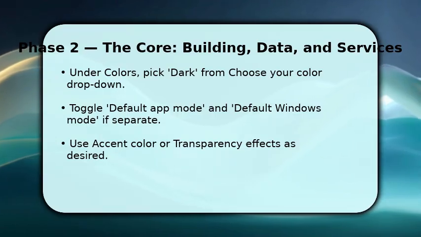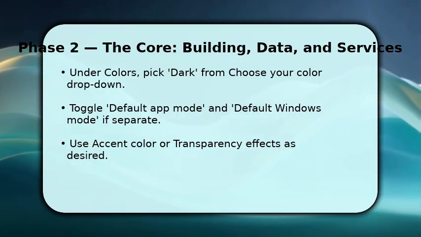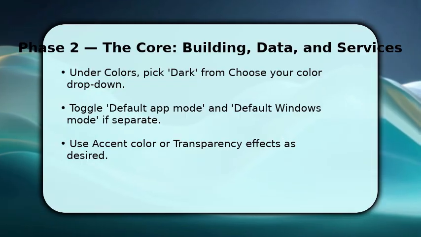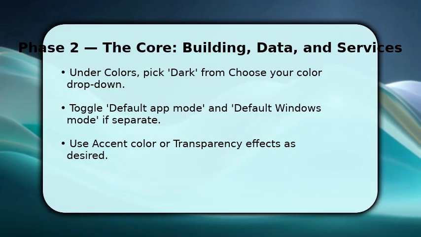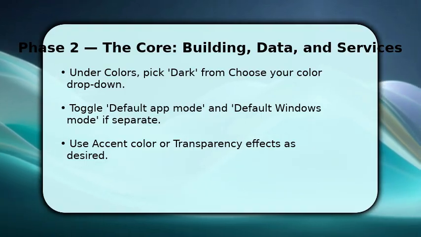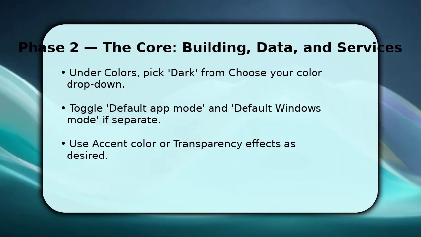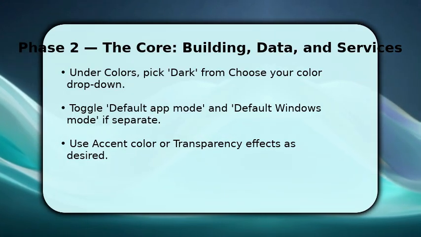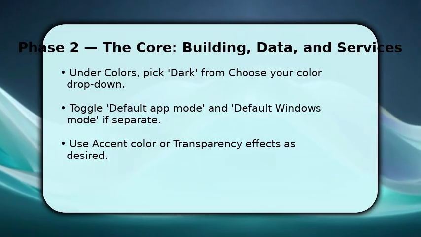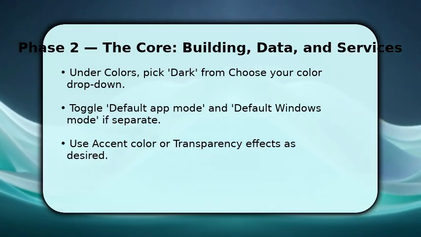Once selected, check Default App Mode and Default Windows Mode. Older builds sometimes separate them, so set both to dark for consistency. You can also pick an accent color. If you want a fully dark feel, disable transparency effects. Make sure apps that have their own theme settings are set to follow the system or switched manually.